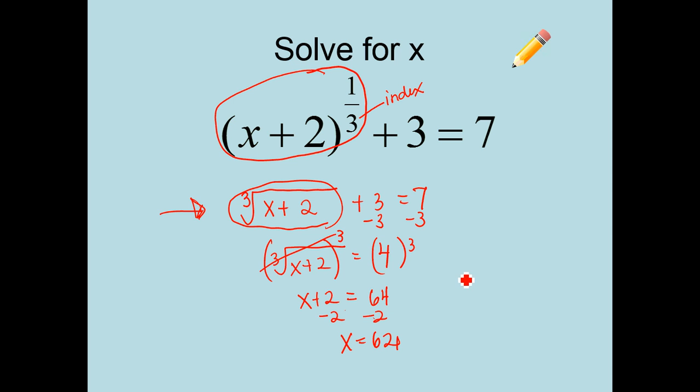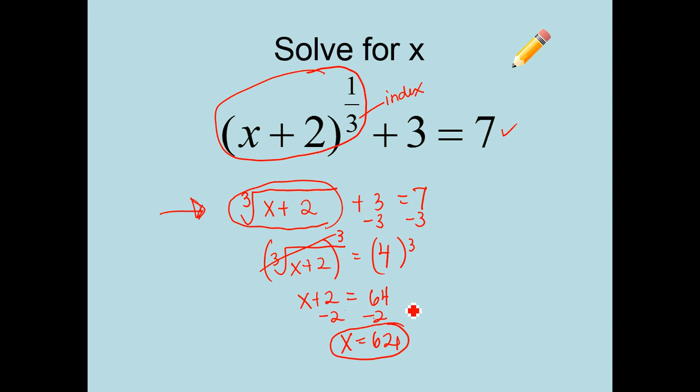Now I'm going to plug it back in and make sure that it works. 62 plus 2 is 64. If we look at our yellow sheet, that handy dandy yellow sheet, the cube root of 64 is 4, and 4 plus 3 does equal 7. Therefore, our answer really is x equals 62.